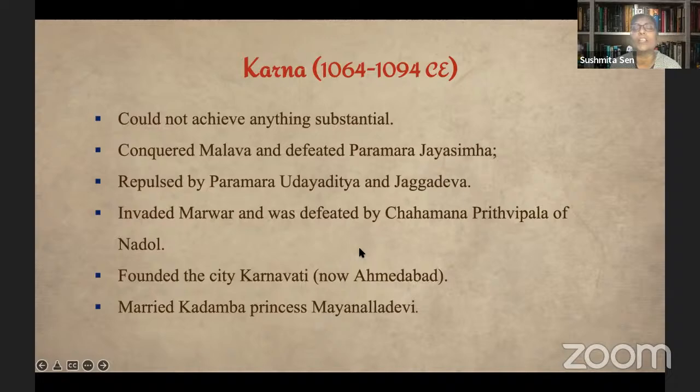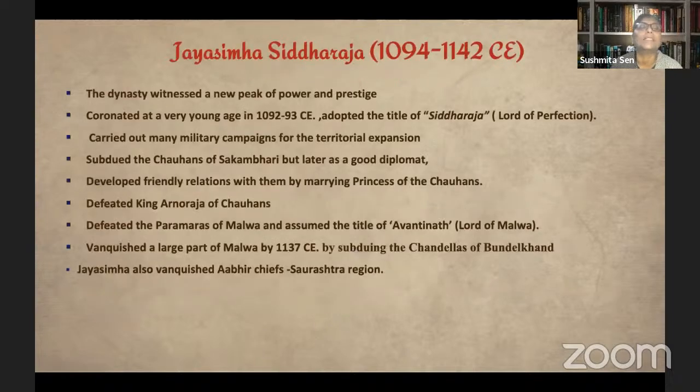Finally, he founded the city of Karnavati, which is now known as Ahmedabad, and he married the Kadamba princess. Then his son came to power, and he was Siddharaj Jaisingh. During Jaisingh's time, the power rose to great glory and prestige. He was coronated at a very young age, and he adopted the title of Siddharaja, that is Lord of the undefeated. And he was able to prove that name during his lifetime.